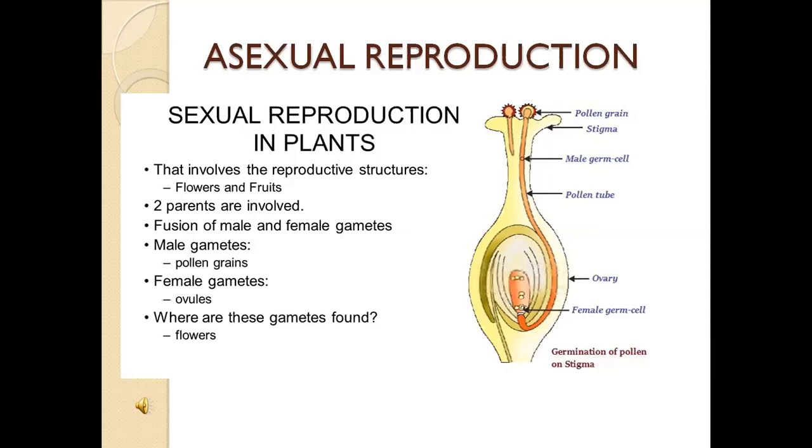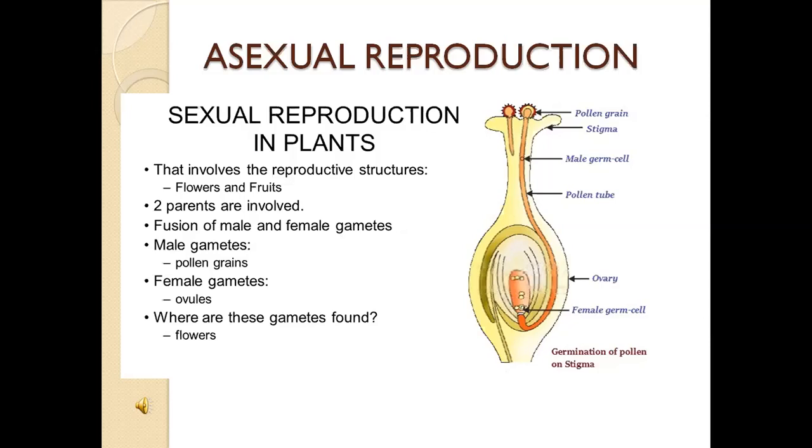Earlier, we saw that plants reproduce not only from seeds but by other processes as well. The production of a new plant without the involvement of pollination and fertilization is known as asexual reproduction. Already we saw in our previous class what pollination and fertilization are. So, the production of new plants without pollination and fertilization is known as asexual reproduction.